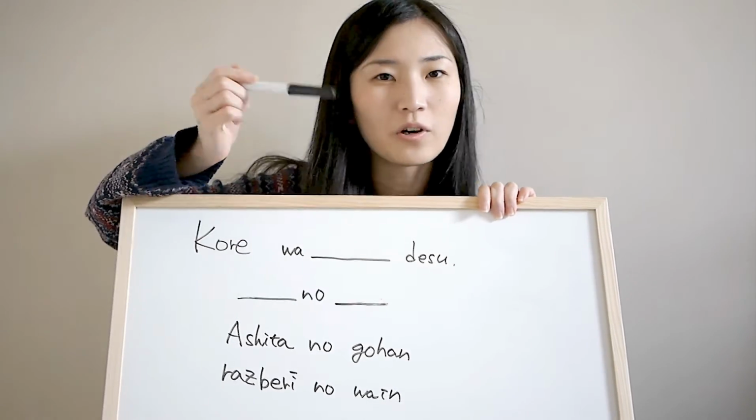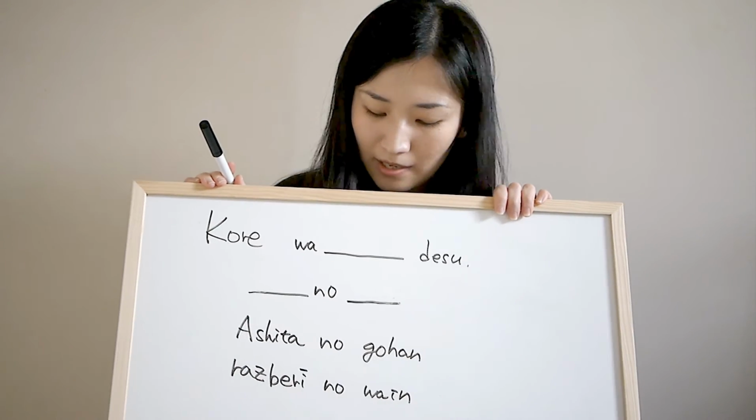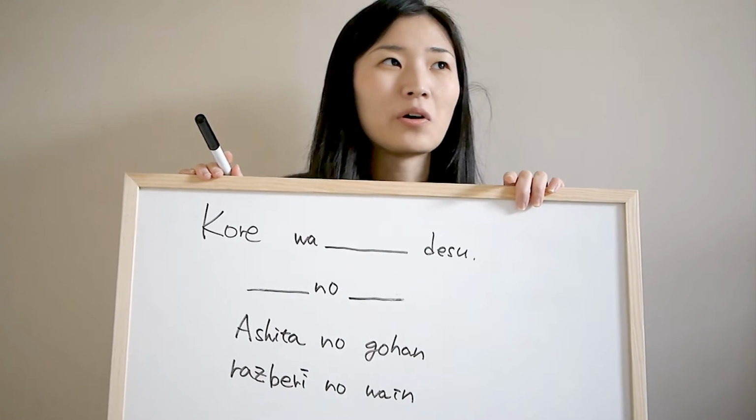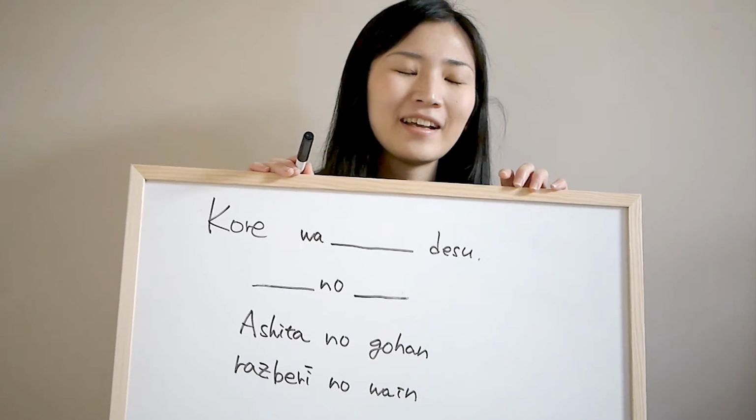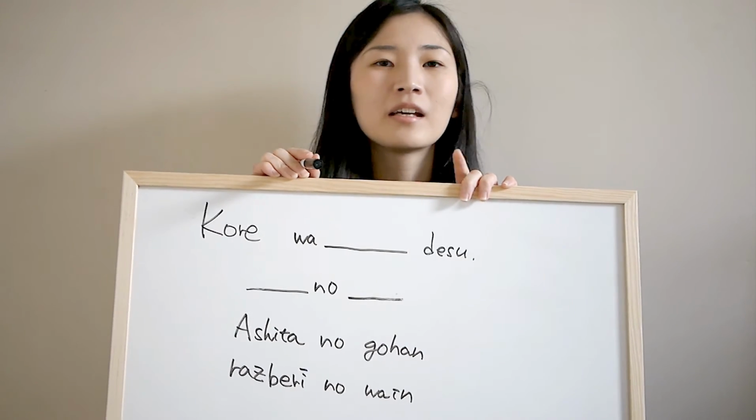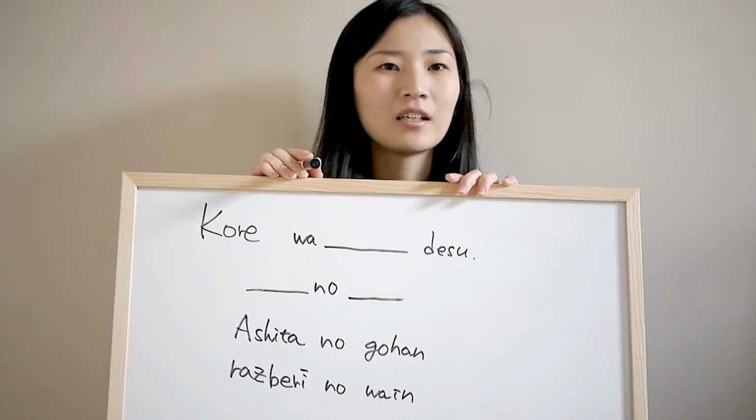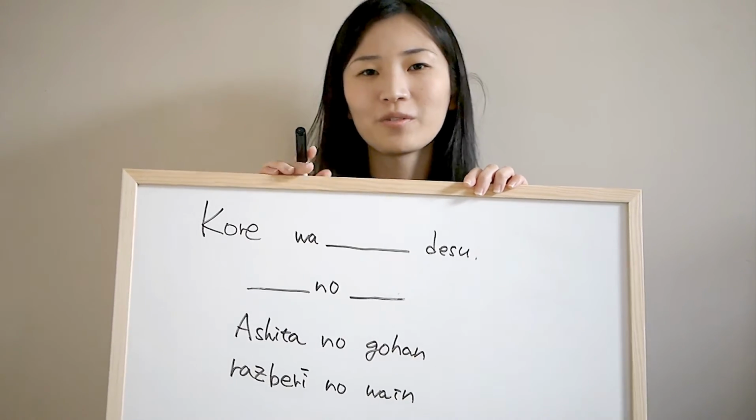Okay, so what is this? 明日のご飯。So 明日 means tomorrow, and ご飯 is meal. If someone is cooking in the kitchen, you can ask, "Oh, what are you cooking?" And I can answer, これは明日のご飯です。So this is tomorrow's meal. Like I'm preparing the food for tomorrow.